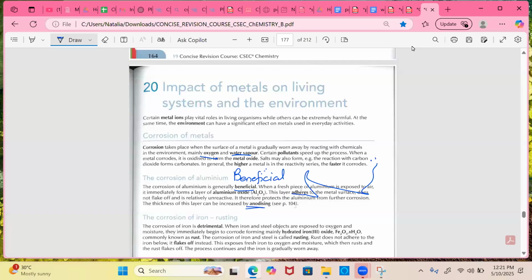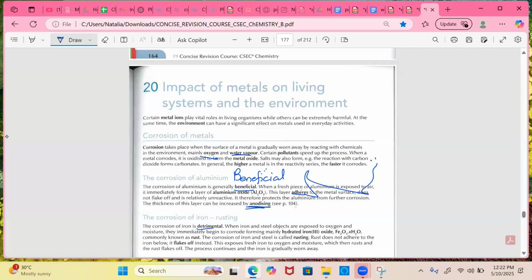And we can thicken this layer on aluminum by doing anodizing. So when aluminum reacts with air, it forms aluminum oxide. Aluminum oxide sticks to the surface of the metal to prevent it from further corrosion. So that's why we say it's beneficial.